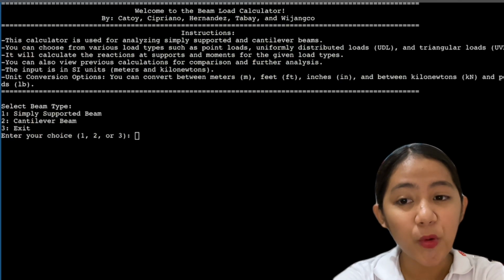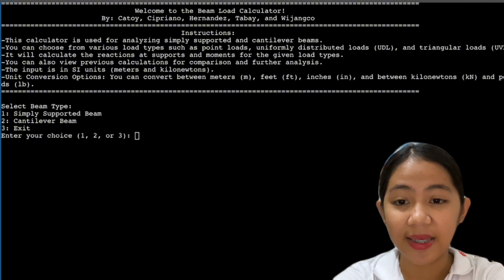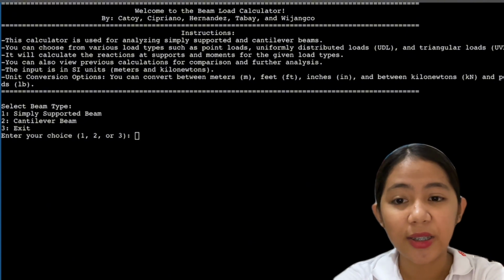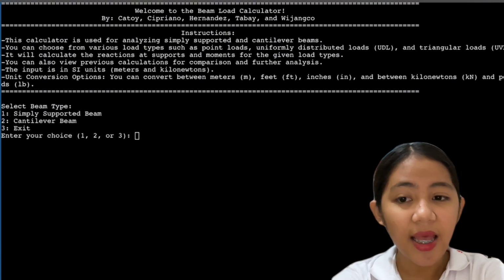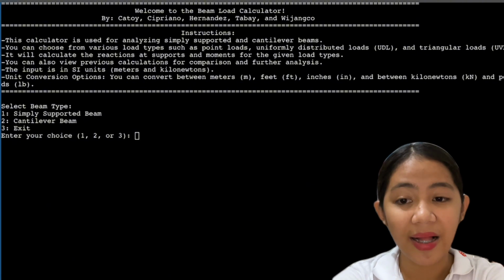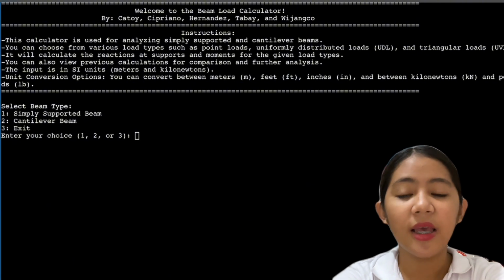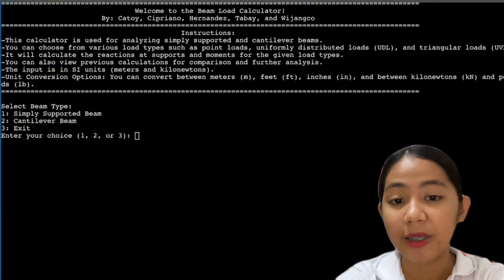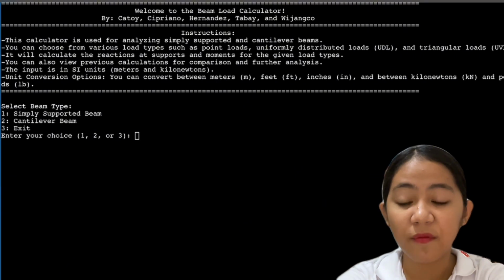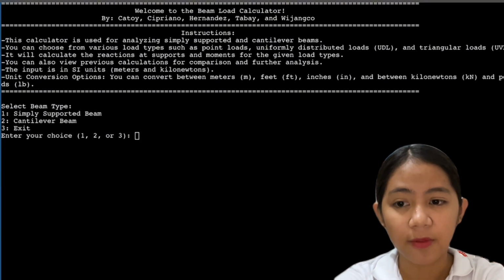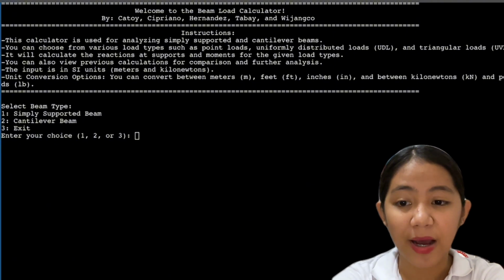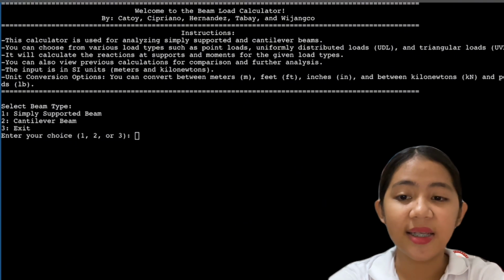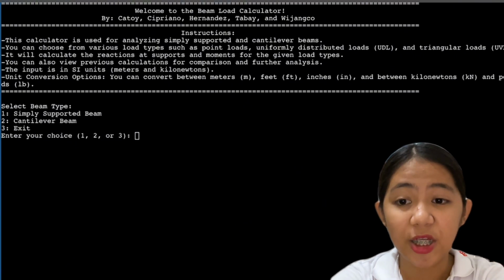At the start, the program greets the user and displays basic instructions. It tells you this calculator supports point loads, uniformly distributed loads or UDL, and uniformly varying load or UVL, also known as triangular loads. It emphasizes that all inputs must follow SI units, meters for length, and kilonewtons for force. But it also allows unit conversion from feet, inches, and pounds. It then initialized a dictionary called previous calculations to store beam data for reference.